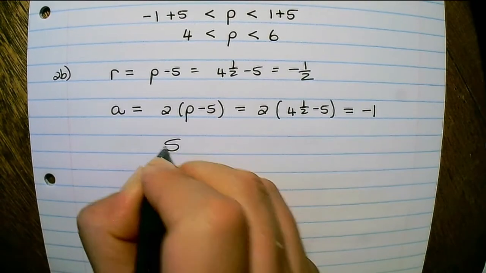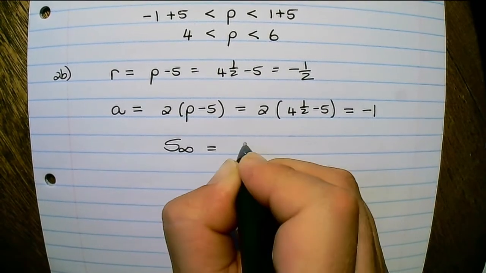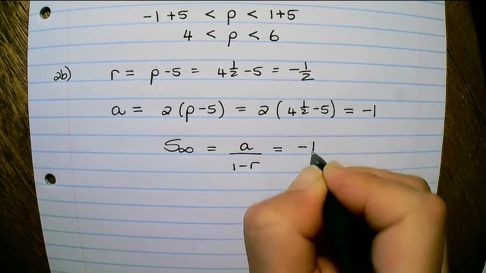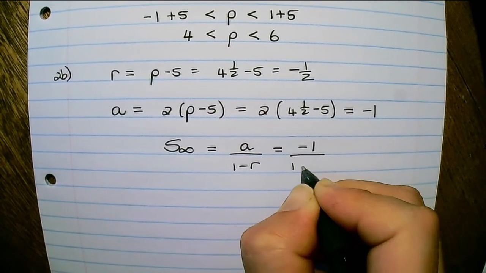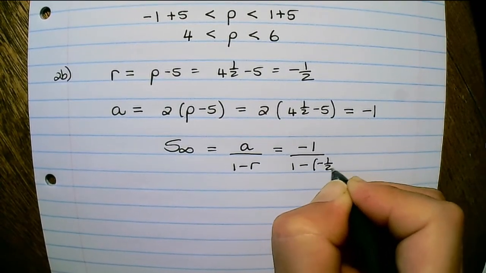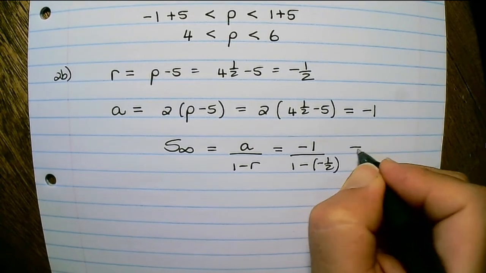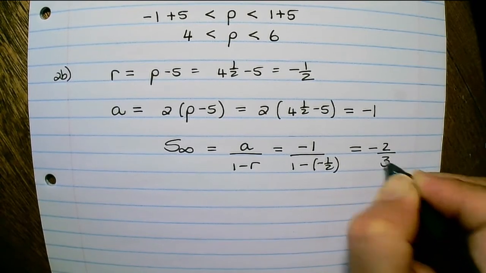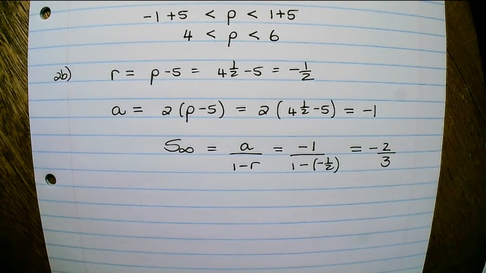So the sum to infinity is a over 1 − r, where the a value is −1 and the r value is −1/2. And if I simplify, I can see that the sum to infinity is −2/3.